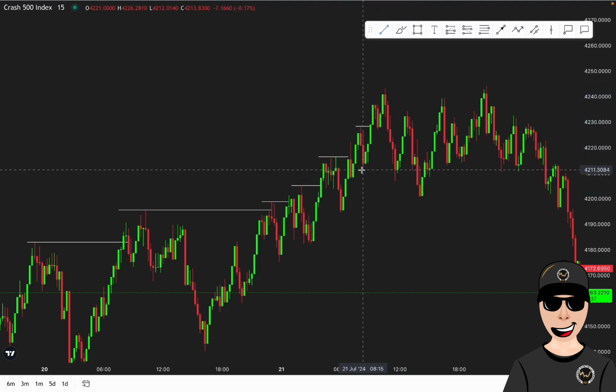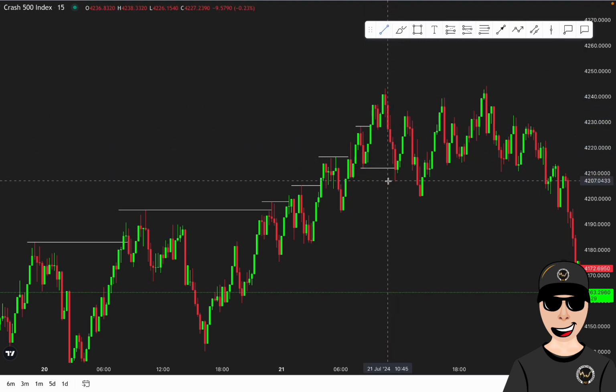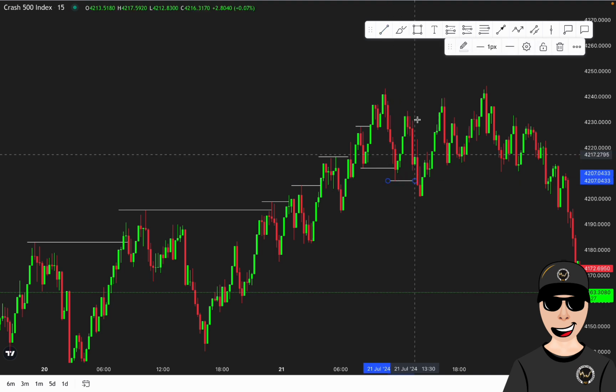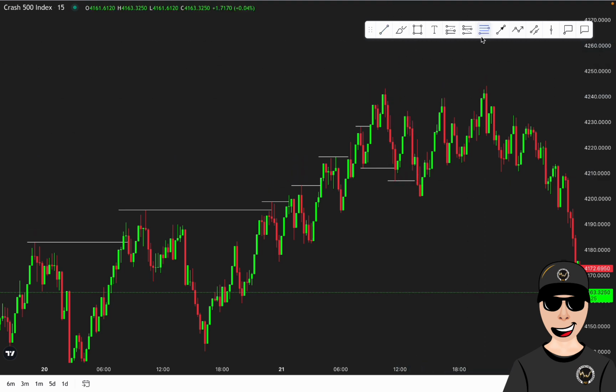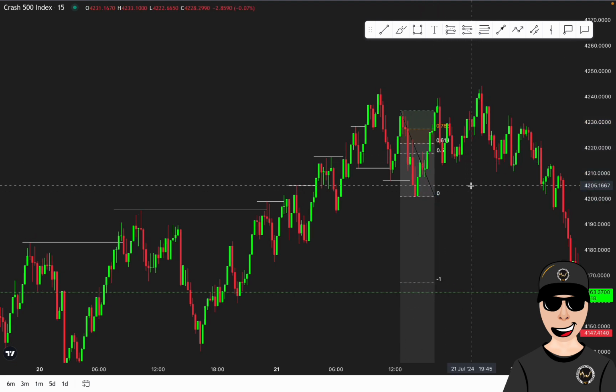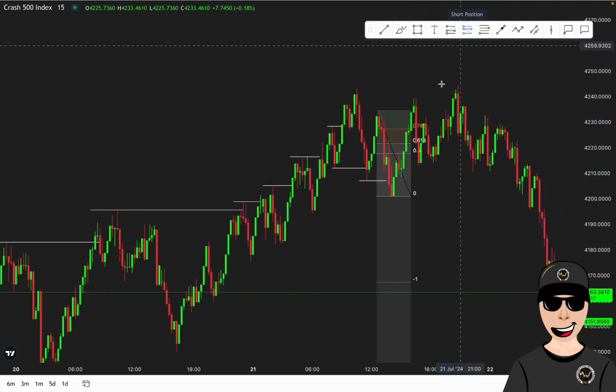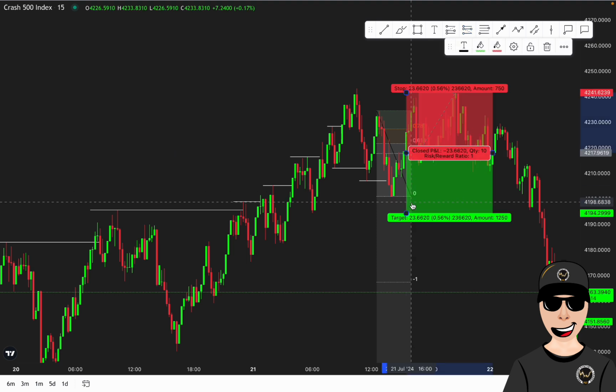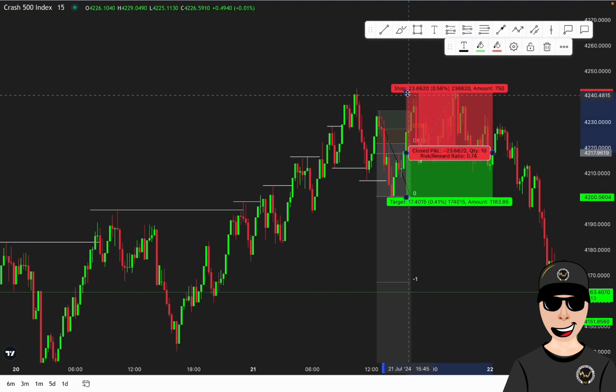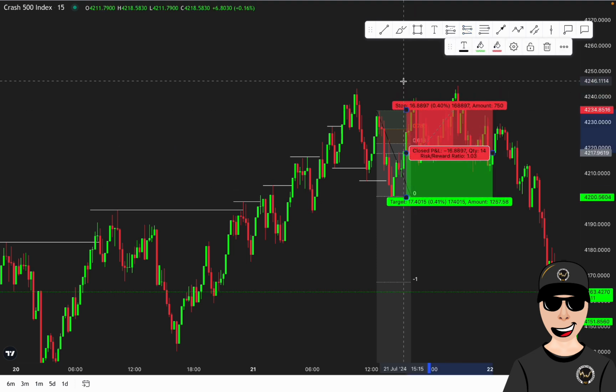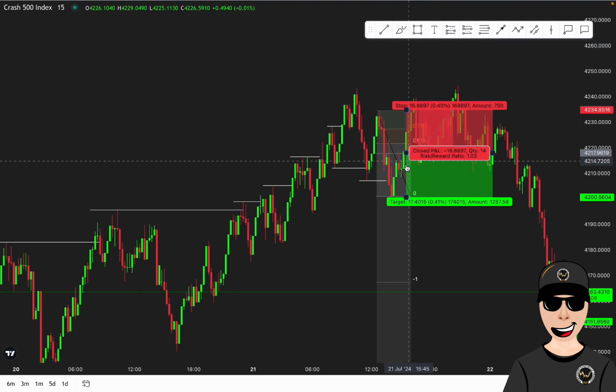Now, here's a nice move down. This was the low that's been broken. Low 1, low 2. We put our fib from this high to this low. We got tagged in at the 50%. And we got stopped out, losing trade.